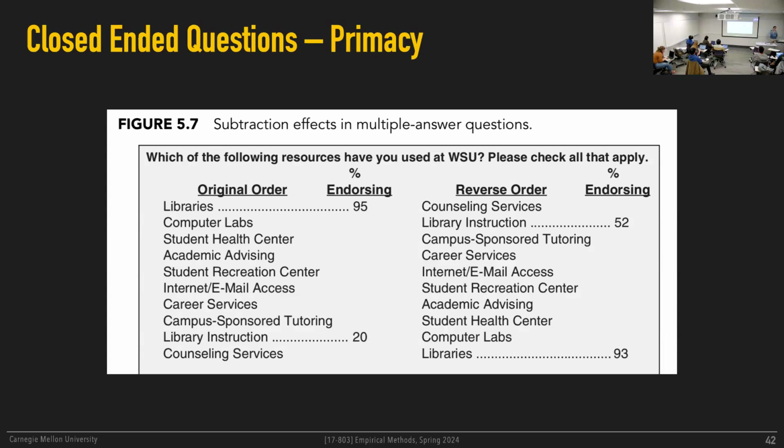Primacy shows how the order of items changes the outcome quite drastically. So here you're asking, which of the following resources have you used as a student at Washington State? Please check all that apply. Note how in the example on the left, libraries is the topmost option, and library instruction is somewhere near the bottom. I guess you go to the library and you take courses or something.